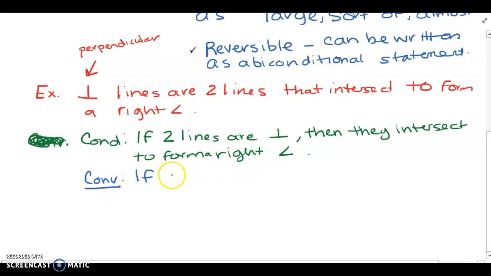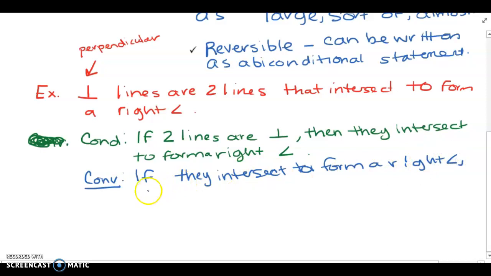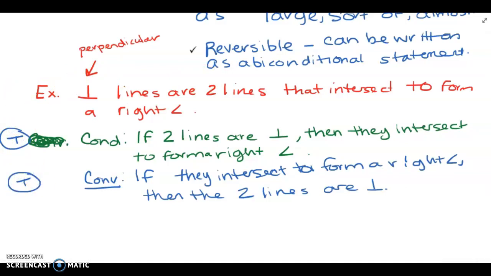So if they intersect to form a right angle, then the two lines are perpendicular. Okay, now if you notice, both of these statements are true. So take your time, read through them, notice they're true, and because they're both true, I can write them as a biconditional.